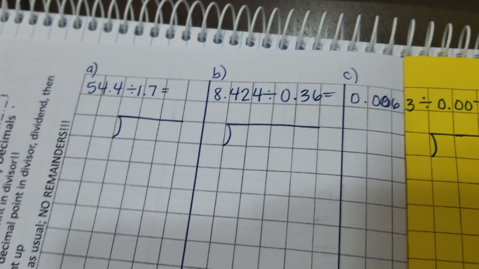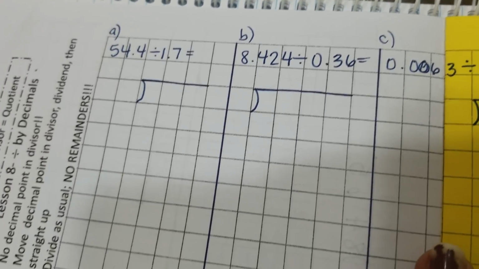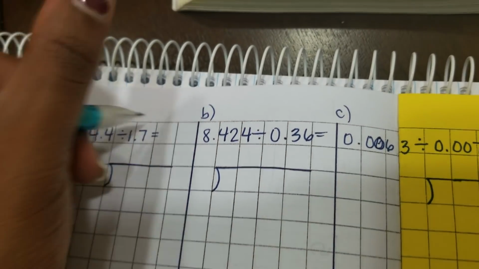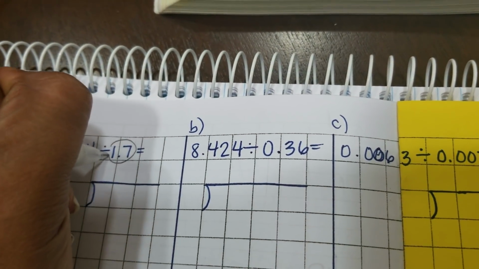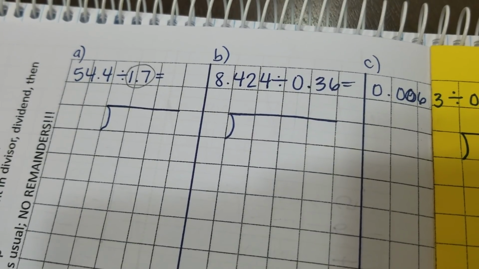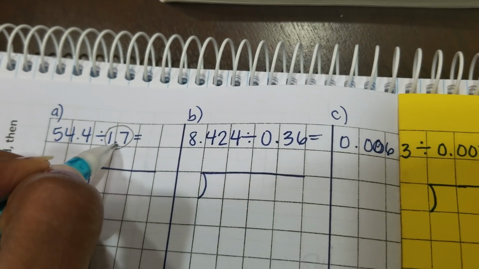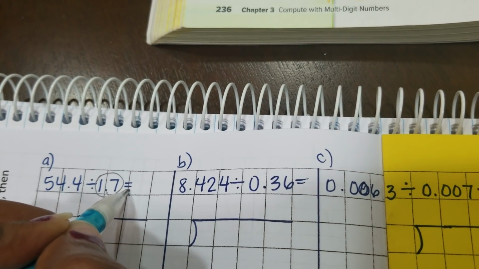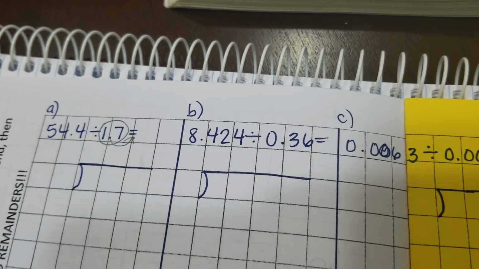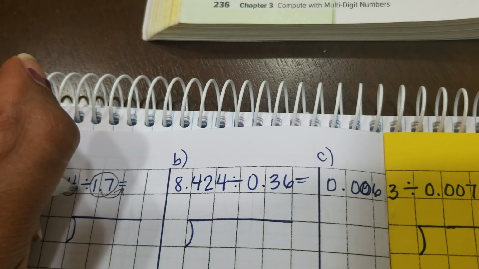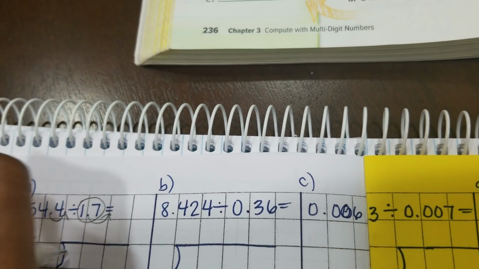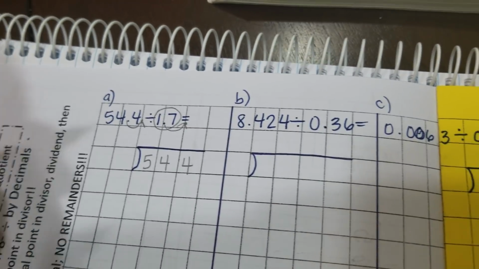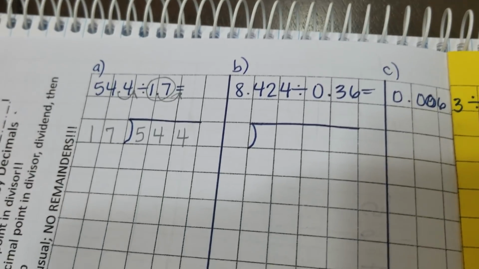So we're going to start how we started before, but before we write our numbers inside of the division house, we're going to look at our number in the back, or the second number. Okay. If there is a decimal point there, we have to move it over till we get to the back. We moved it over one time on this number, so we have to move it over one time here. So now we have 544 on the inside and 17 on the outside.